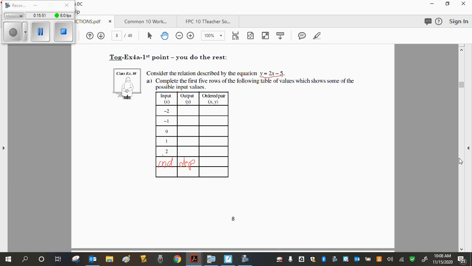So let's do the first one together. We're going to use this formula. You don't have to write it down every time, but I'm going to write it down once. We're going to write down 2x subtract 5. I will always give you that. It's also important to know that this is a line.